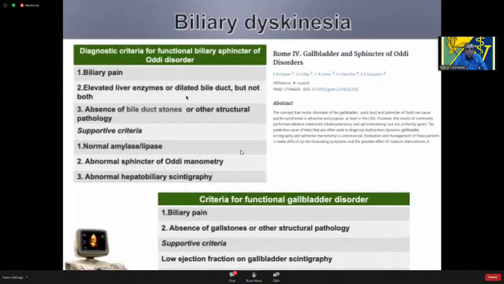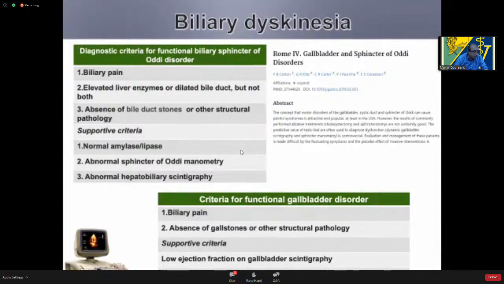Also, if you have the possibility to perform scintigraphy, we can register abnormal hepatobiliary scintigraphy. Also, in case of gallbladder disorders, not only from the clinical point of view, we will see that our patient will show us, will express biliary pain. Also, we will see from the ultrasonography point of view the absence of gallstones or other wall changes or other structural pathology.